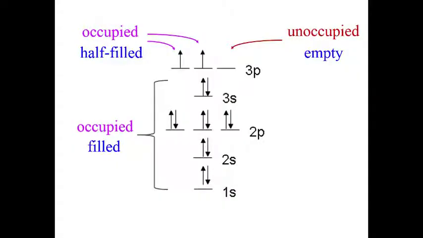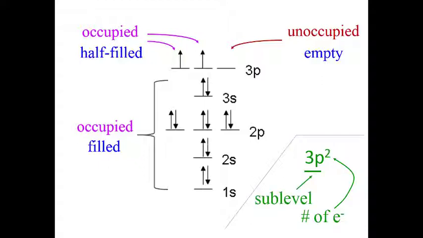We saw this energy level diagram for silicon earlier. We could say that silicon has a 3p2 configuration. In this language, the superscript indicates that there are 2 electrons in the 3p sublevel.